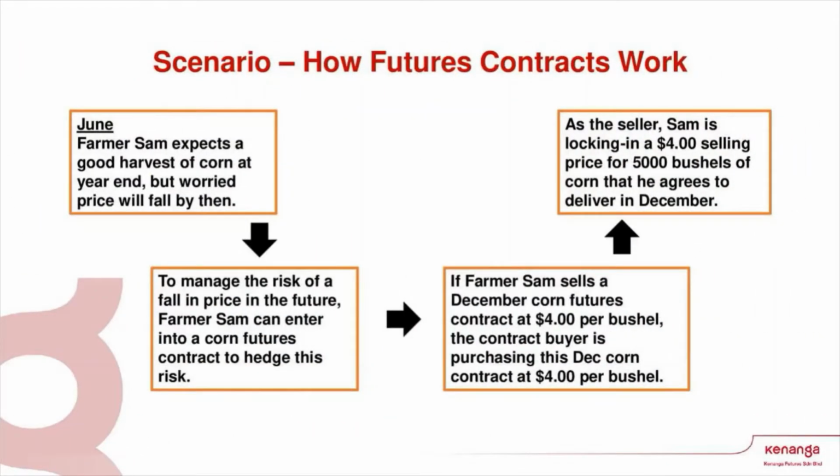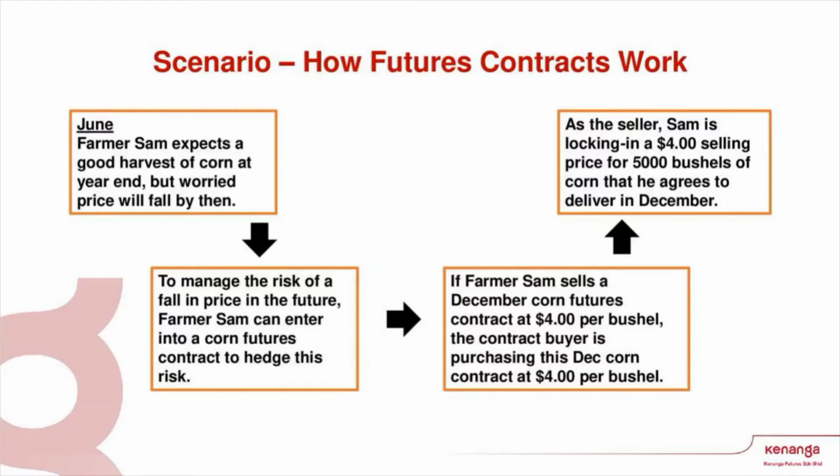Futures are mostly used for either hedging or speculating on the price of an underlying asset. For example, let's assume that currently it is the month of June and farmer Sam expects a good harvest of corn at the end of the year. He would want to secure a good selling price for his produce, but is worried that overall market prices would fall by then. To protect himself from the risk of a fall in prices in the future, Sam can enter into a corn futures contract to hedge this risk.